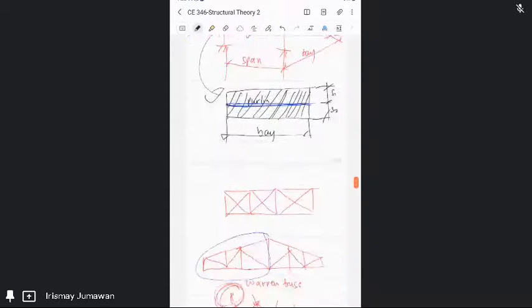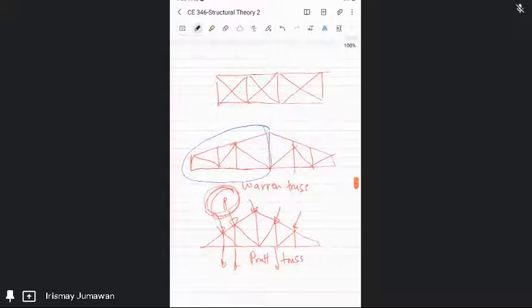Okay, so again, the bridge truss. Then you have the Warren truss. You also have the Pratt truss. Then you also have the Fink truss. So, daghan mo, I know, daghan pa mo nabalaan.